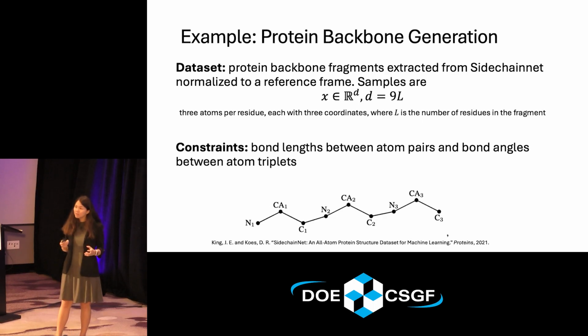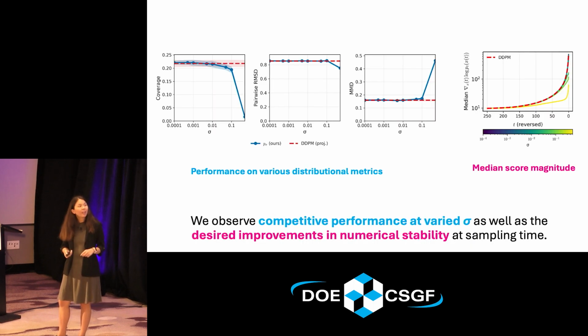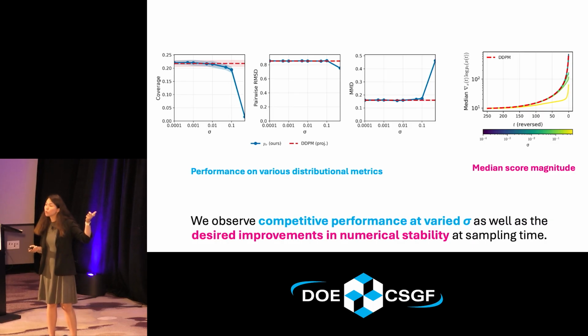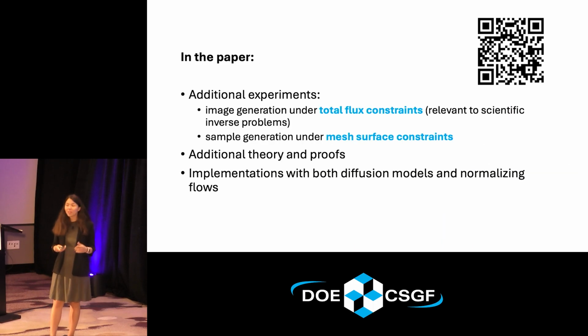We also have some brief experiments on very small 10 residue protein backbone generation, where our constraints are bond lengths and bond angles. And we, again, observe what we would want, which is competitive or improved performance on various metrics of distributional fidelity, but more importantly, reduced score magnitude and less diverging of the score towards the manifold, which means we get to keep more of our samples that we spent all of our compute on using. And so lots more in the paper.